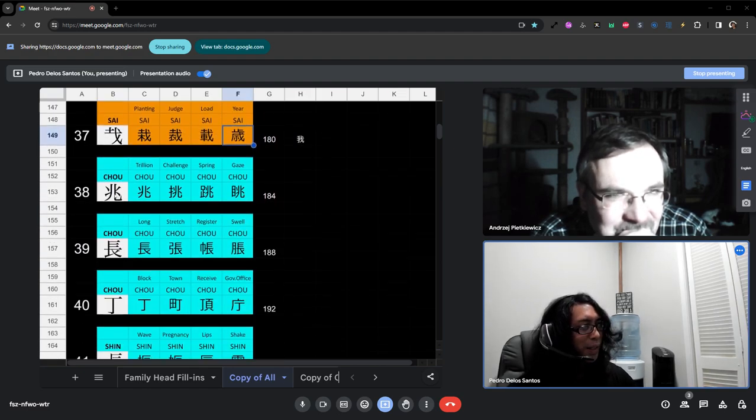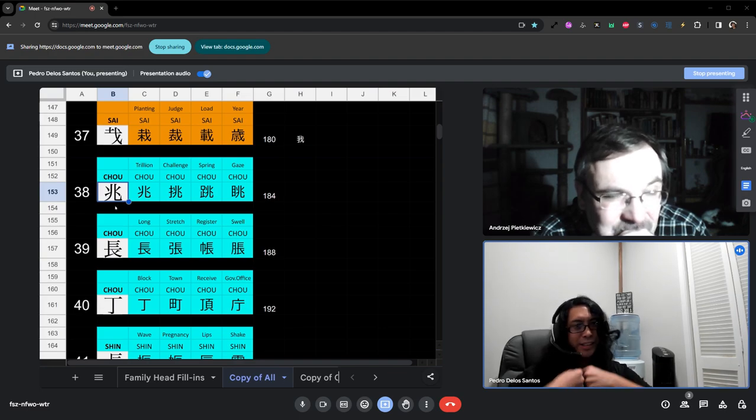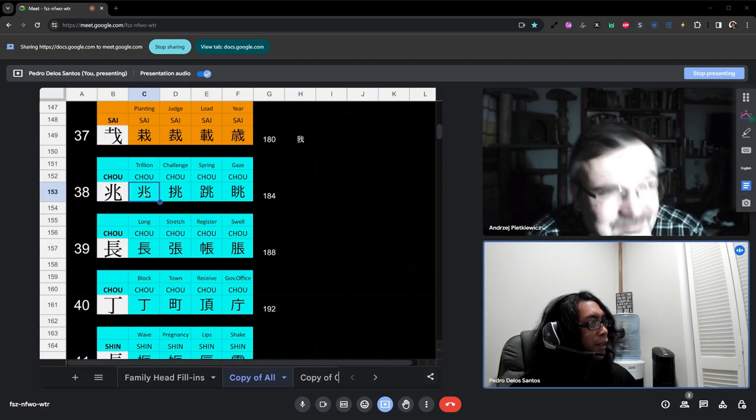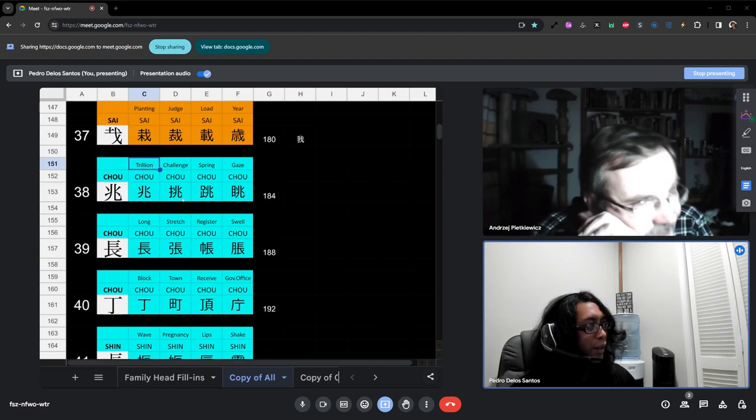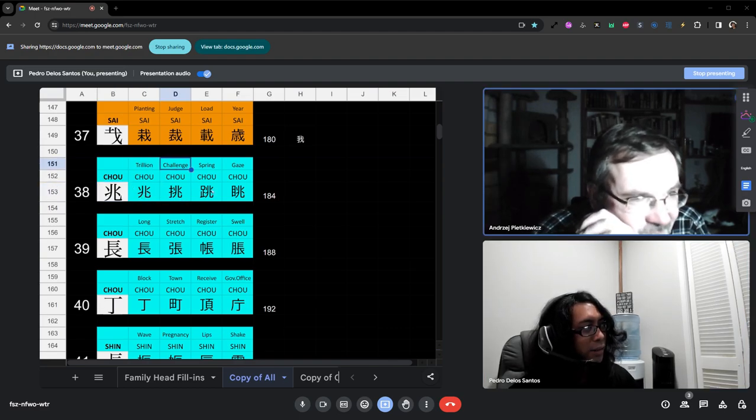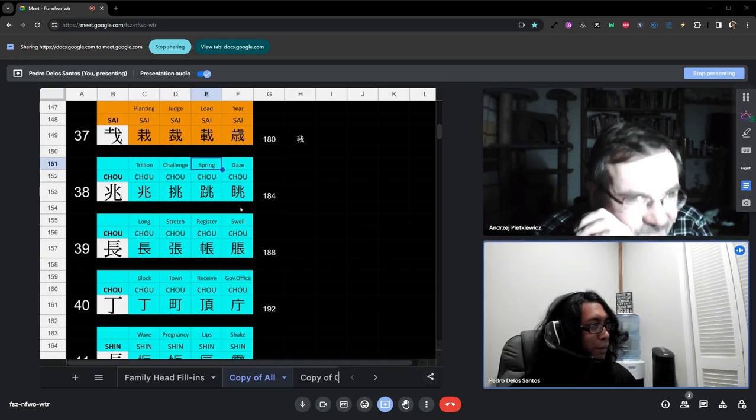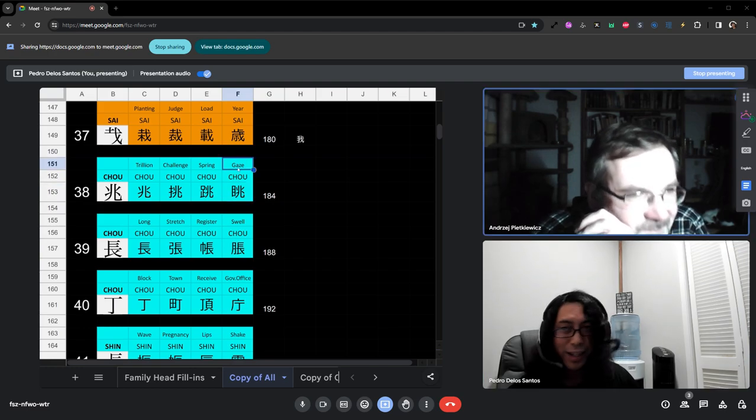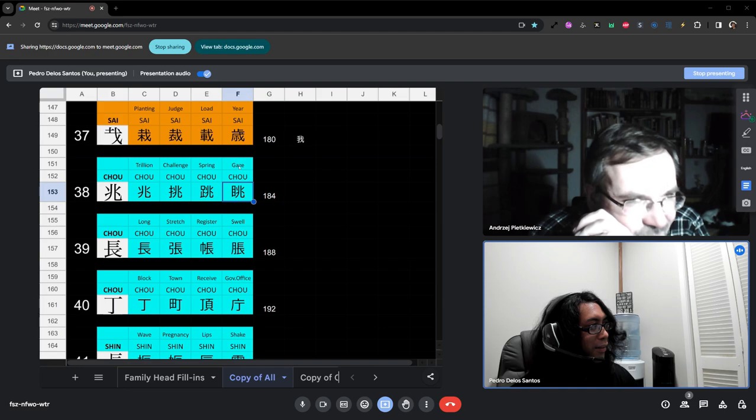Trillion. This is actually somebody throwing a bunch of seed out into the field, so it's just scattering everywhere. So that's trillion. When you have it with the aggressive hand, it's challenge. When you have foot, it means spring, you're springing from your feet. When you have it with the eye, you have gaze. So that's the idea of these.